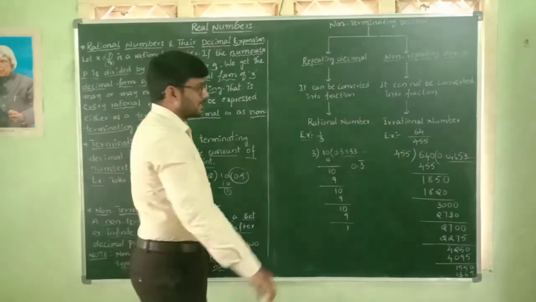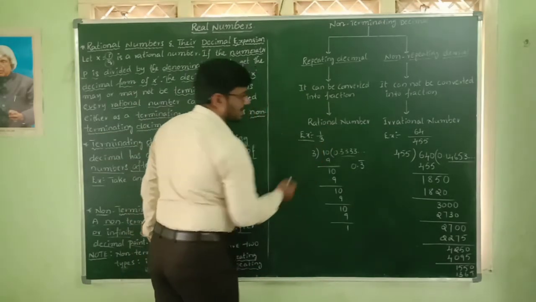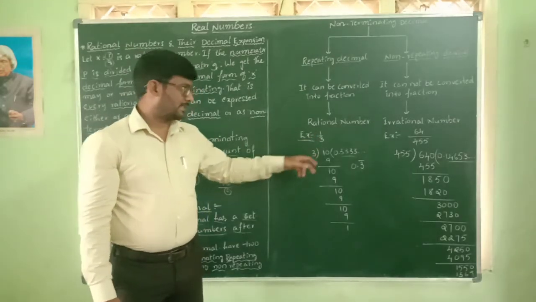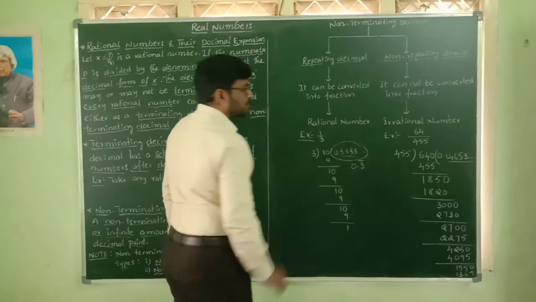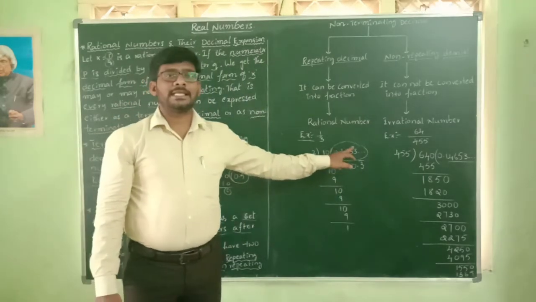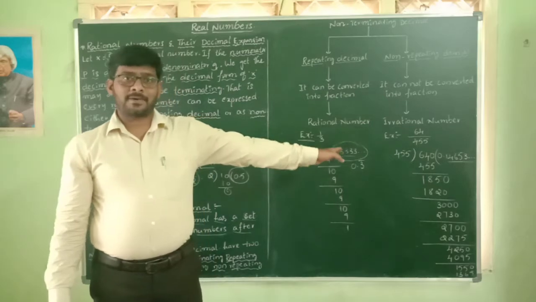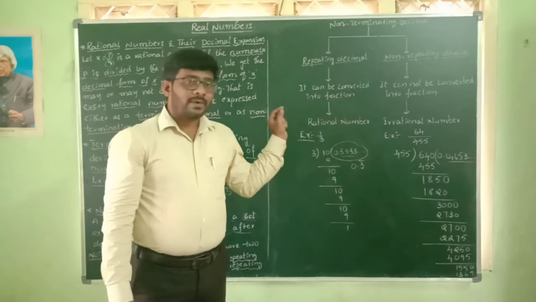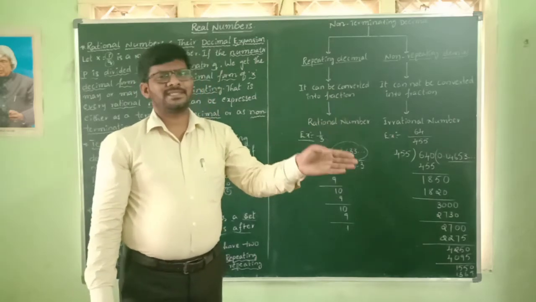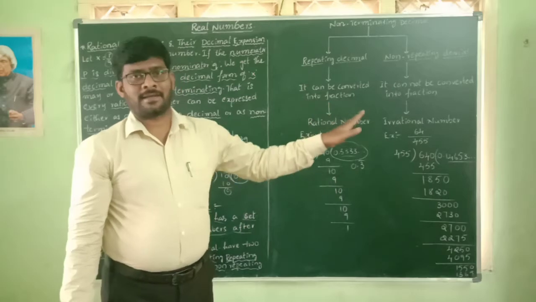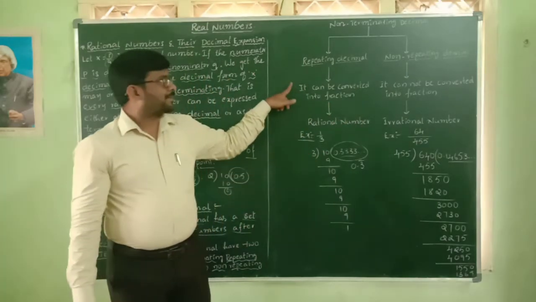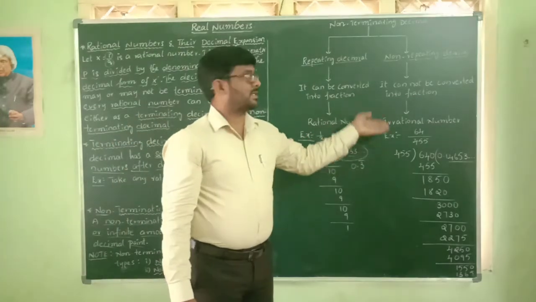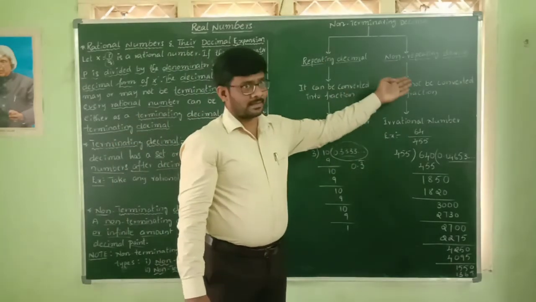Let us see examples also. Here I take the rational number 1 by 3. I divide numerator by denominator. The decimal expansion came 0.3333, and so on. After the decimal point it is non-terminating, but only one digit is repeated. One digit or two digits or three digits, whatever repeatedly comes, it is said to be a non-terminating repeating decimal.